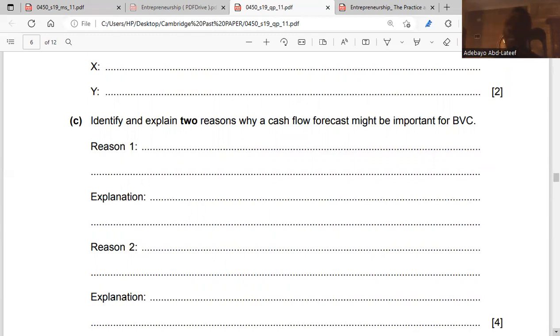Number two, it could allow BVC to manage its cash flow properly. Another reason could be it allows BVC to know where the cash flow problem would be from. Yeah. I think that is clear.